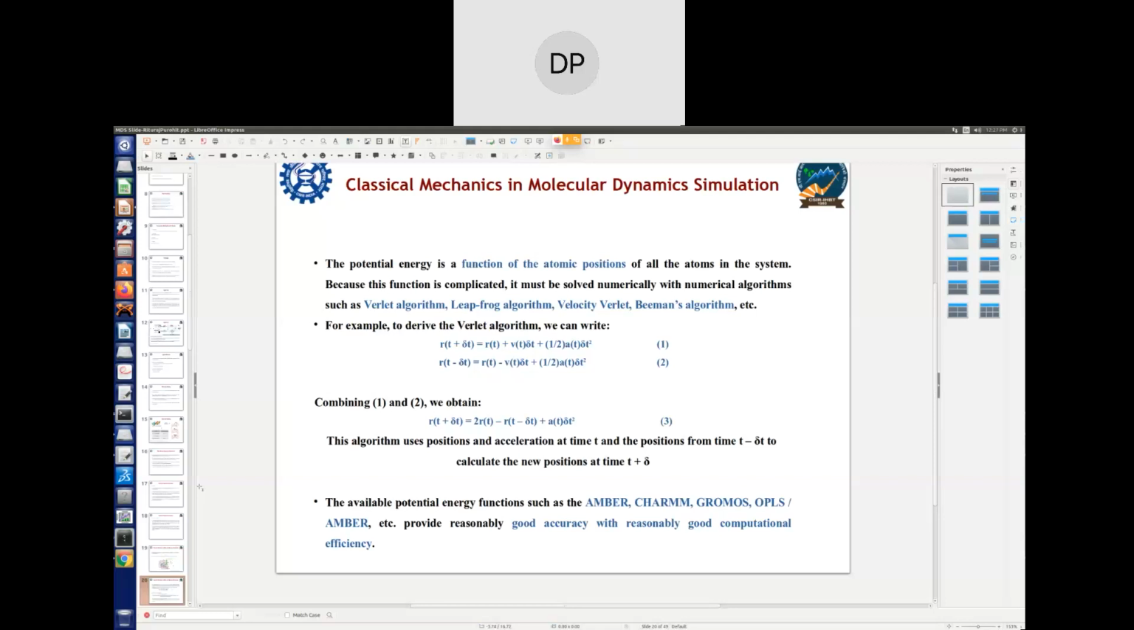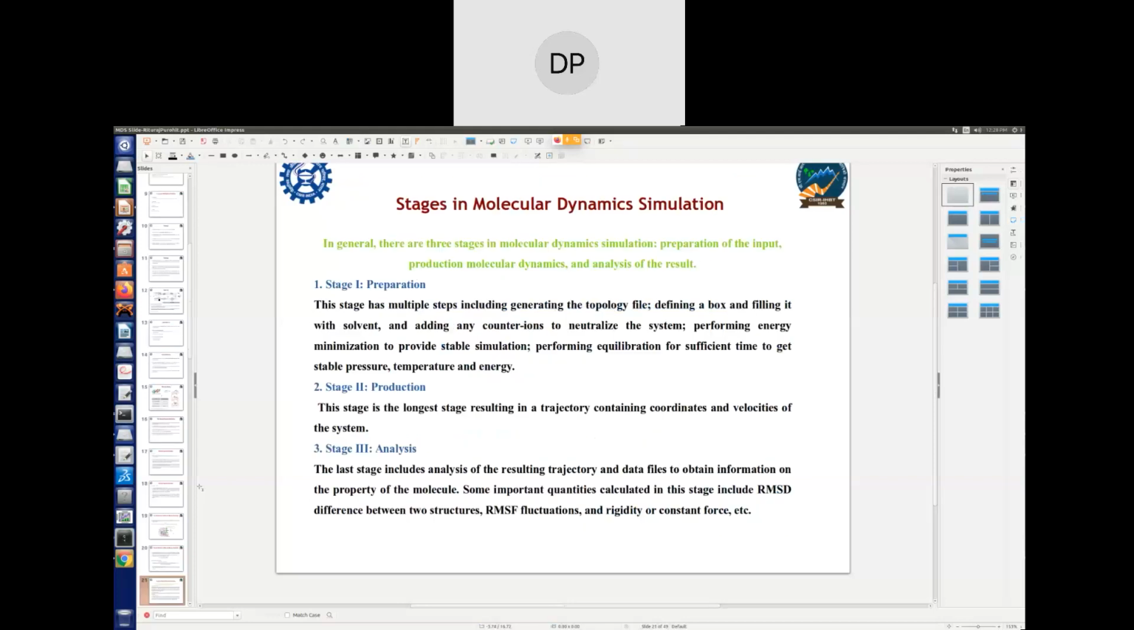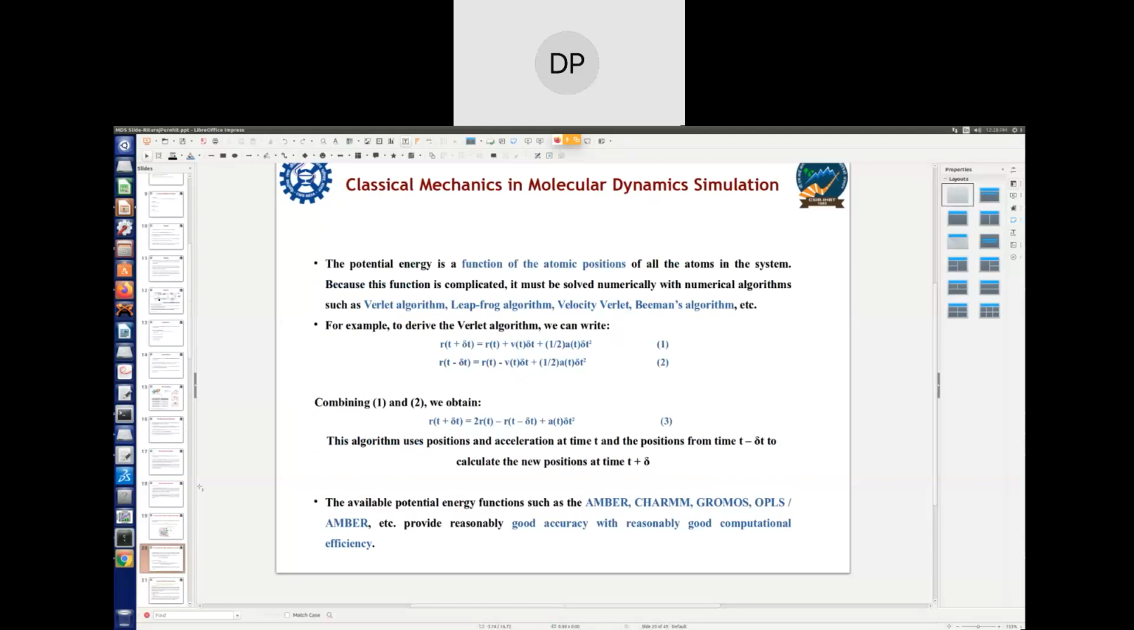The available potential energy functions such as AMBER, CHARMM, GROMOS, OPLS provide reasonably good accuracy with reasonably good computational efficiency. So for this, you need to implement the force field for the system, which we'll see at a later stage. What is the force field, why is it required, and which force field is appropriate for the system.